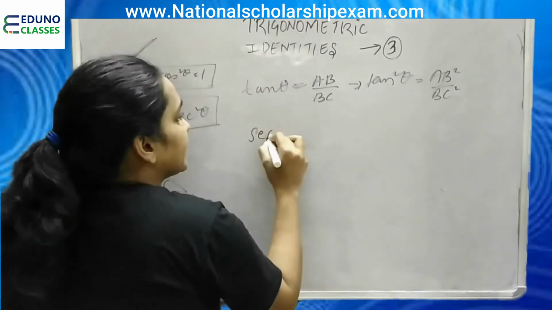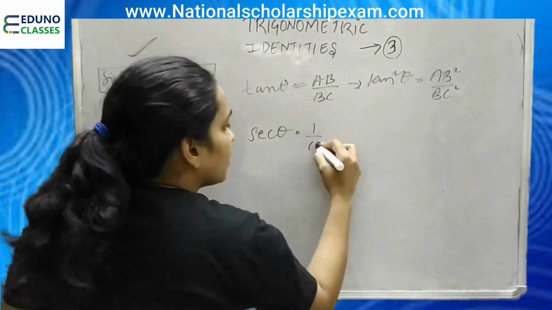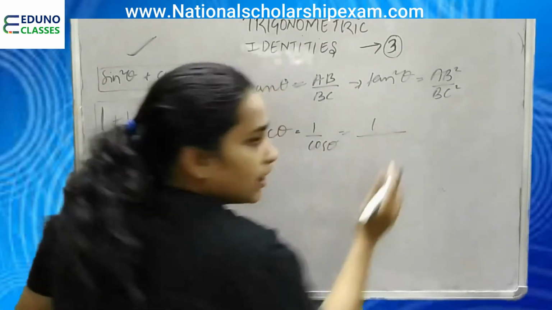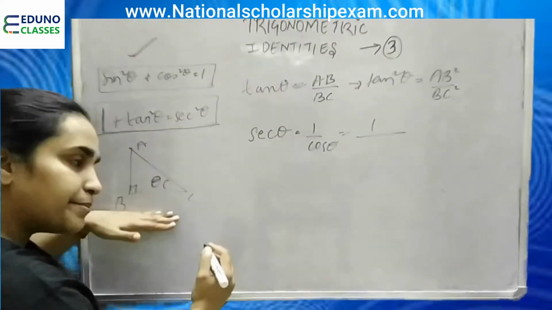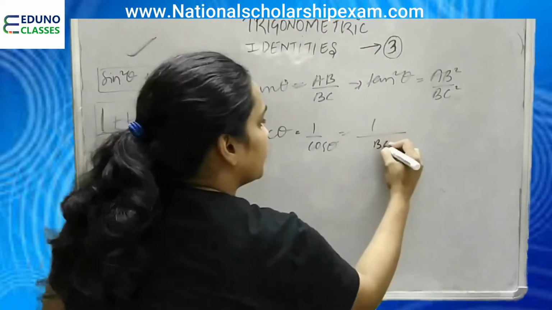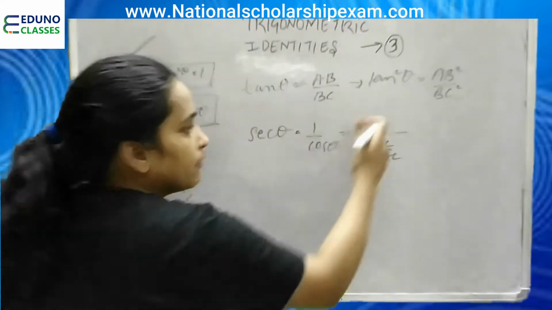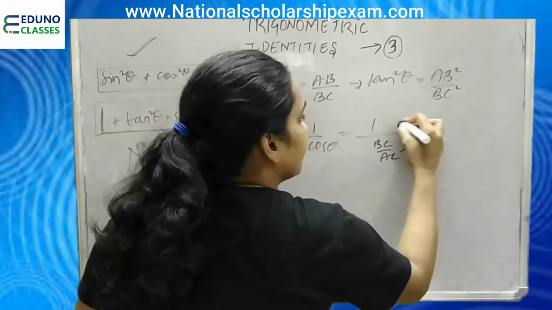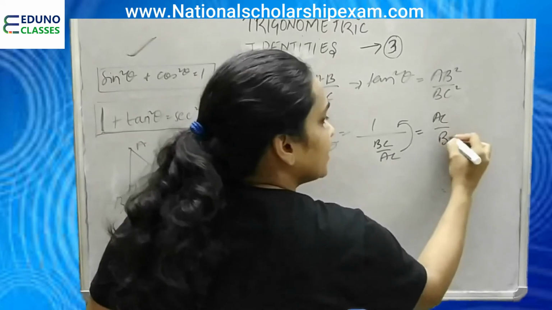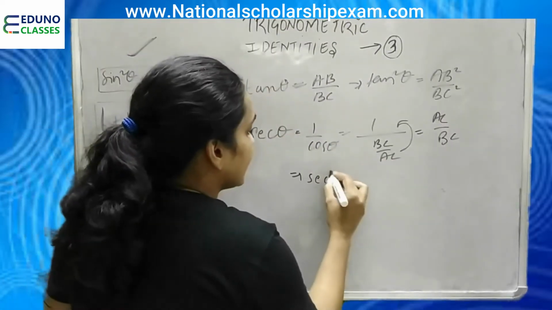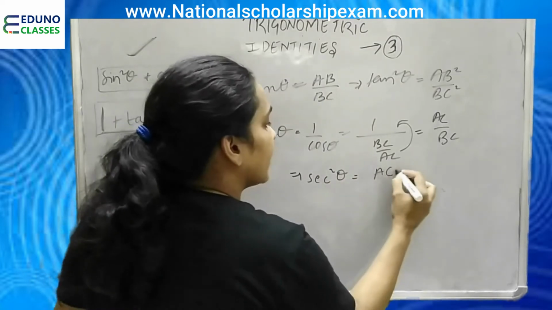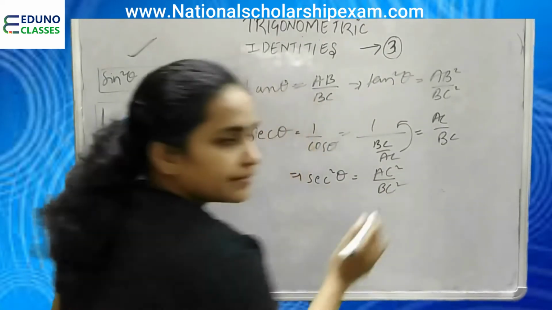Now sec theta is 1 by cos theta. Cos theta is base side to hypotenuse. Base is BC and hypotenuse is AC. So cos theta is BC upon AC, and 1 upon BC upon AC means AC goes up. So sec theta is AC upon BC. Agree? And then squaring, sec square theta is AC square upon BC square.